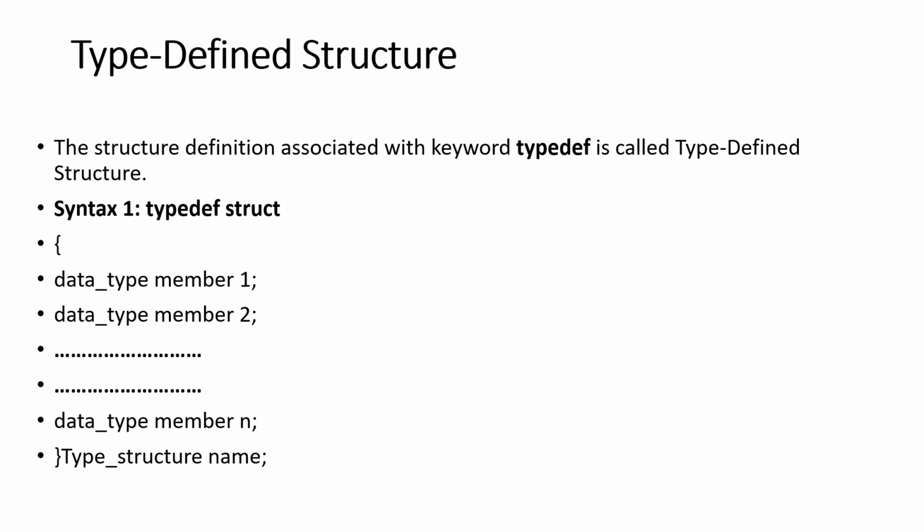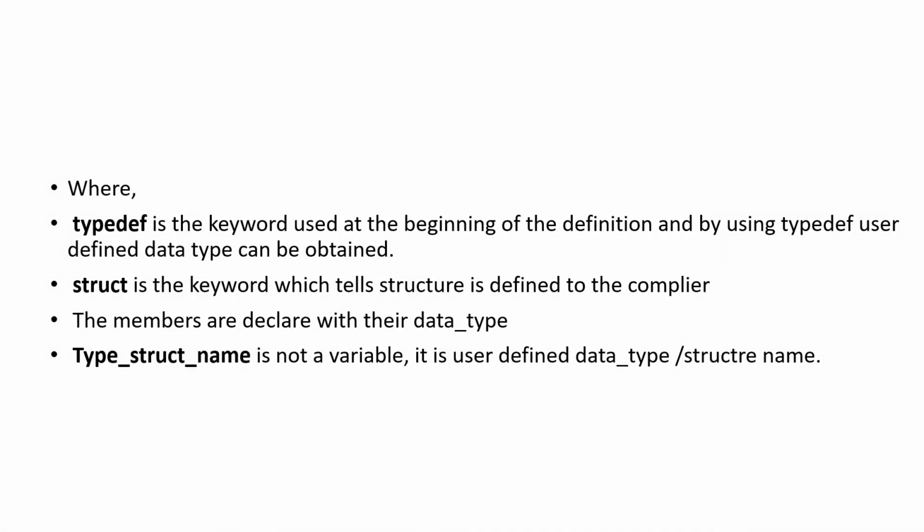Type defined structure. The structure definition associated with the keyword typedef is called a type defined structure. The syntax one is typedef struct, then again the members and the typedef structure variable. Here the typedef keyword is used at the beginning of the definition, and by using typedef, a user defined data type can be obtained. Struct is a keyword which tells the compiler that a structure is defined.